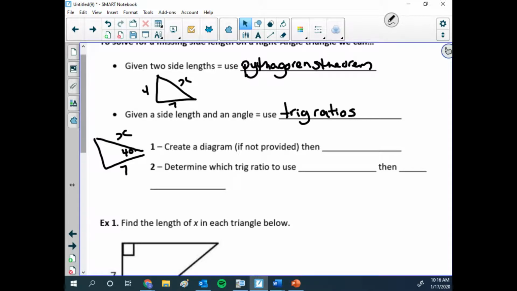Then you're going to label your sides. Label H, the hypotenuse, label the opposite, and then label the adjacent. You have to label your three sides, and generally in that order makes your life a little bit easier. Then I'm going to determine which trig ratio to use. Depending on the information I'm given and the information I'm looking for, I'll decide whether I'm going to use SOH, CAH, or TOA, and then I'll substitute the numbers into that formula.